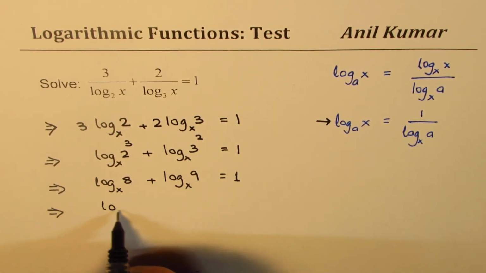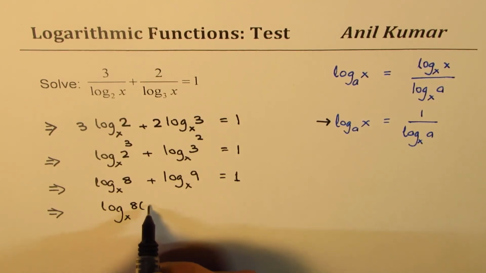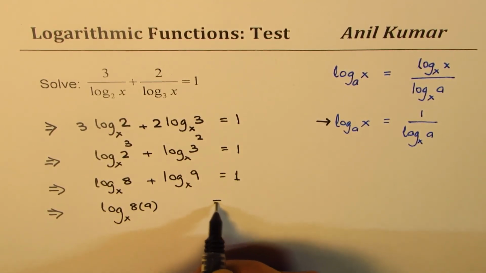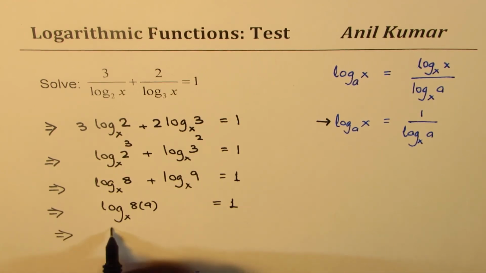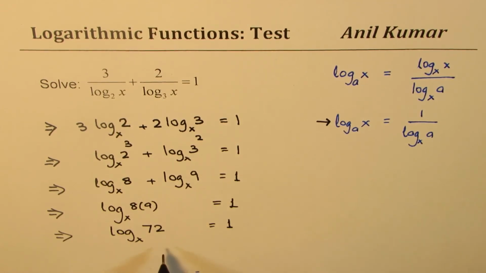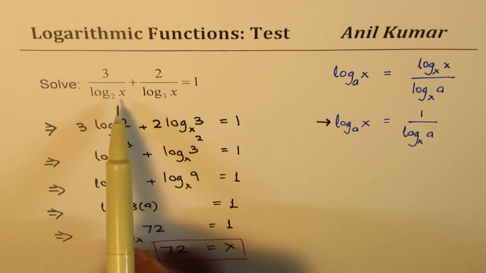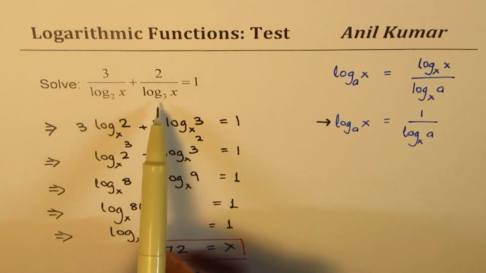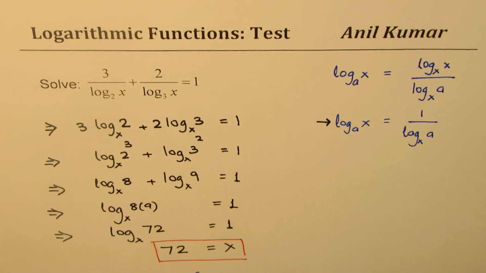We can multiply them. Log to the base x of 8 times 9 equals 1, and that gives you log to the base x of 72 equals 1. So what is x equal to? Right? 72 is equal to x to the power of 1, so x is 72. Right? So that is how we can solve this particular equation. So for x equals 72, we'll get 3 over log to the base 2 of x plus 2 over log to the base 3 of x as 1.